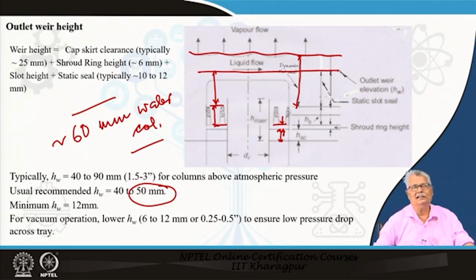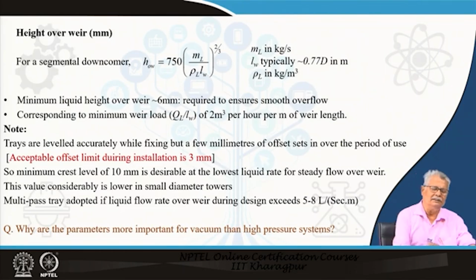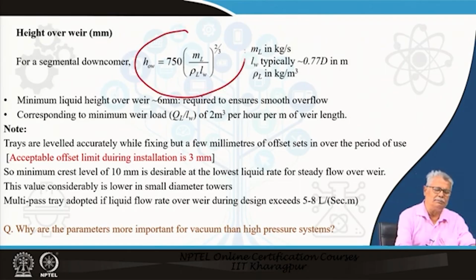Quite naturally, if you are using vacuum, you cannot afford to have such a large pressure drop, and you will be using a lower height of your weir, which typically is 6 to 12 millimeters. The height over weir in this case also is given by the Francis formula with proper units that you must note from this.